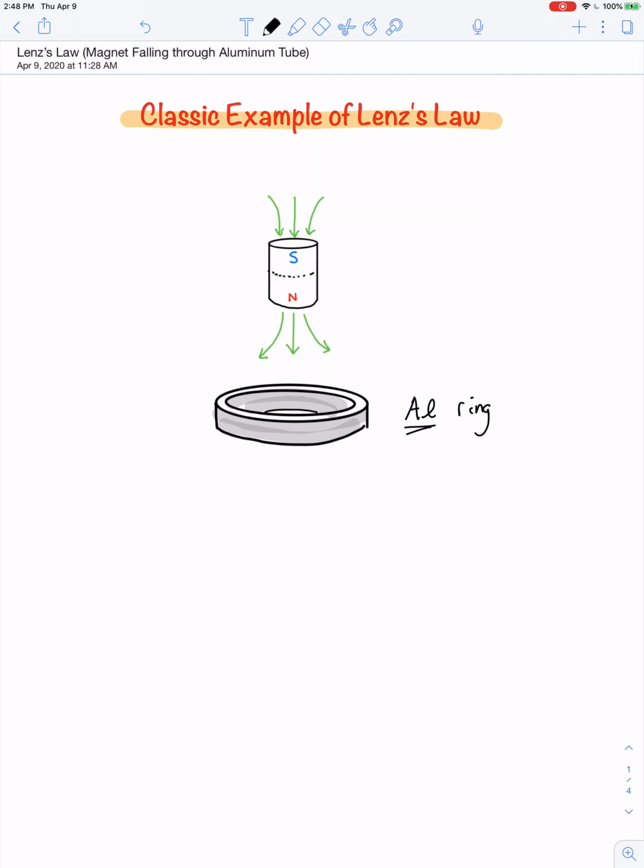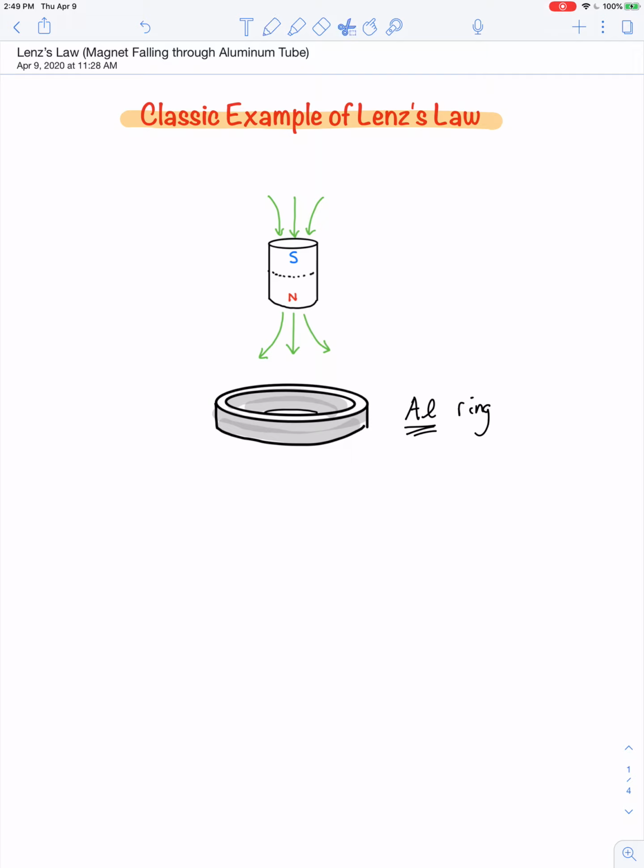Now I choose aluminum as the material because, as you're probably aware, the magnetization of aluminum is very low. It's a metal that doesn't really interact with a magnet. So you wouldn't expect that the magnet would stick to the aluminum or vice versa. But there is a force that appears when the magnet interacts with the aluminum in this way.